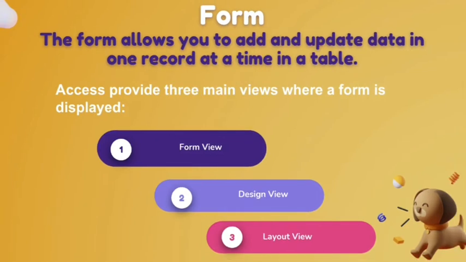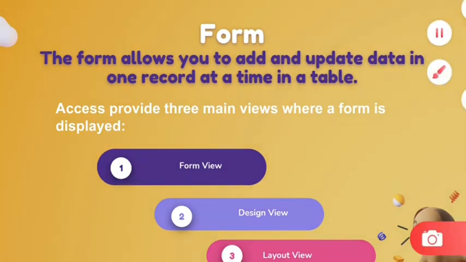Okay, now move ahead to the next heading, that is the form. What is a form? The form allows you to add and update data in one record at a time in a table. It gives you the functionality of a user-friendly interface where the user can enter the data. Access provides three main views where a form is displayed.